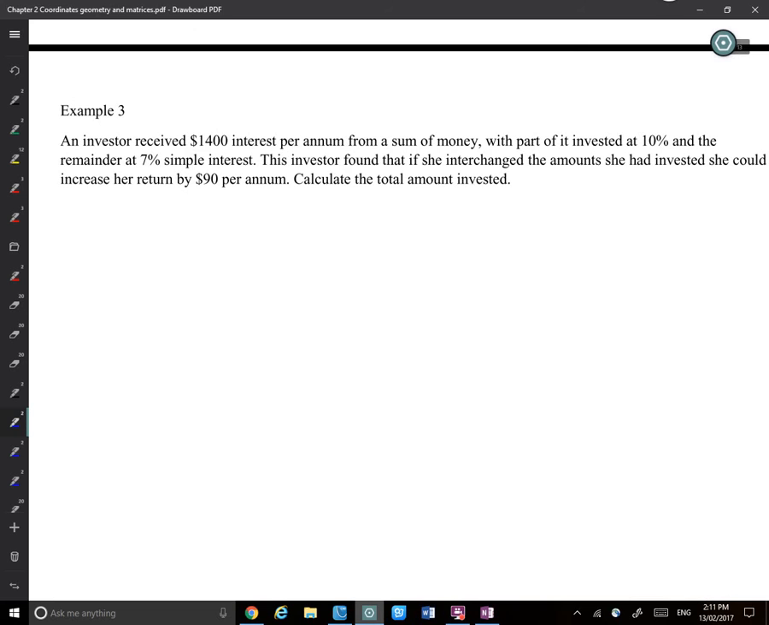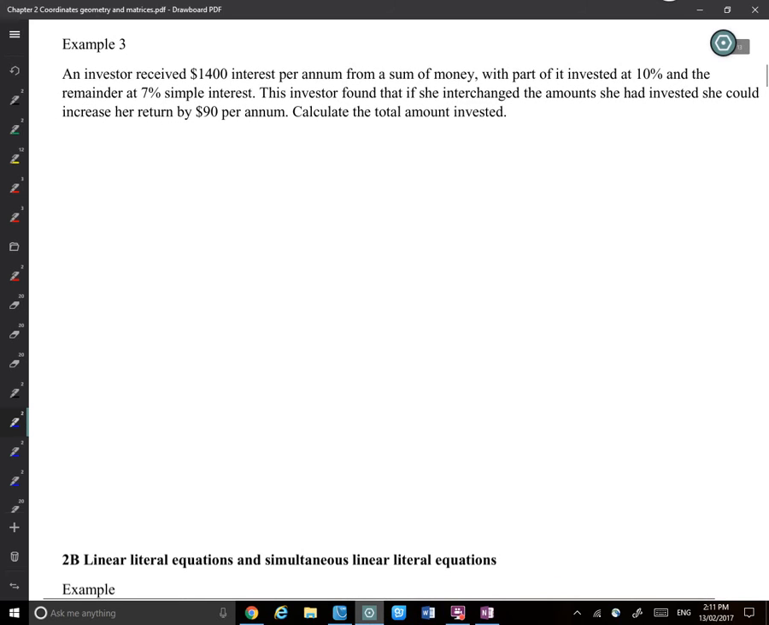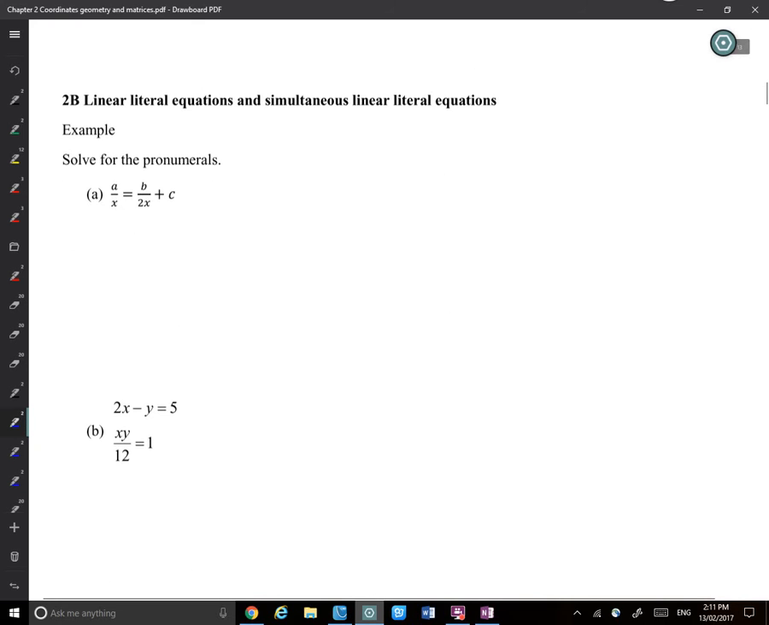Okay, example 3. Example 3 is like a word question. You will set up x and y values, and you try to set up simultaneous linear equations. Nothing hard, still like year 10 level math, so I'm not going through that.